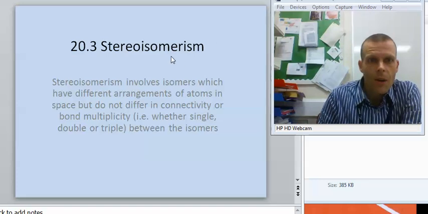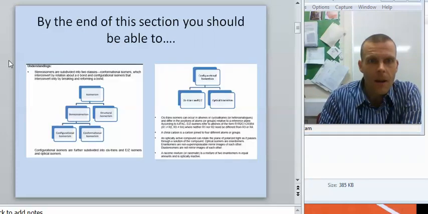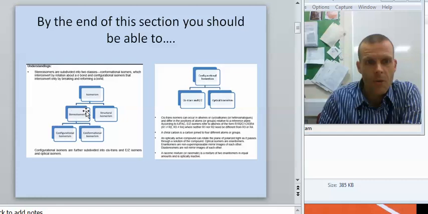Okay, so stereoisomerism. We've talked a little bit about some basic forms of isomerism, and this is what we're looking at covering by the end of it. So we've focused already on structural isomerism, and we need to talk more about stereoisomerism. There, you can have a read of that.